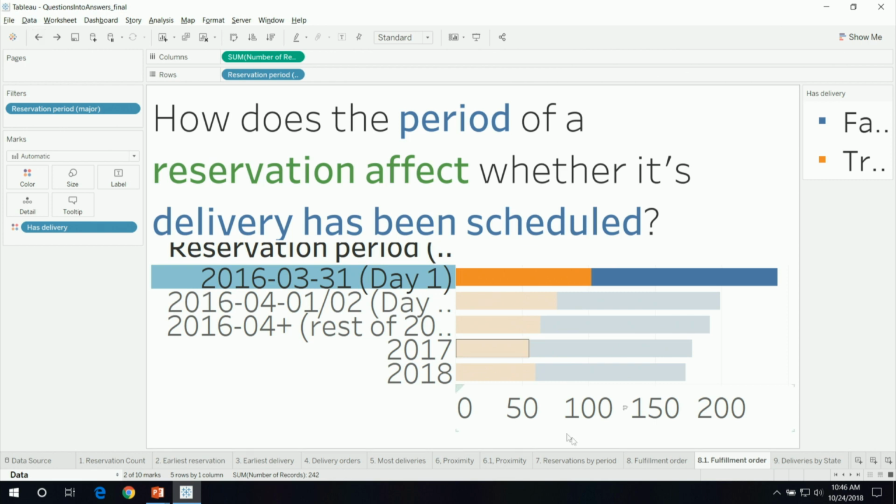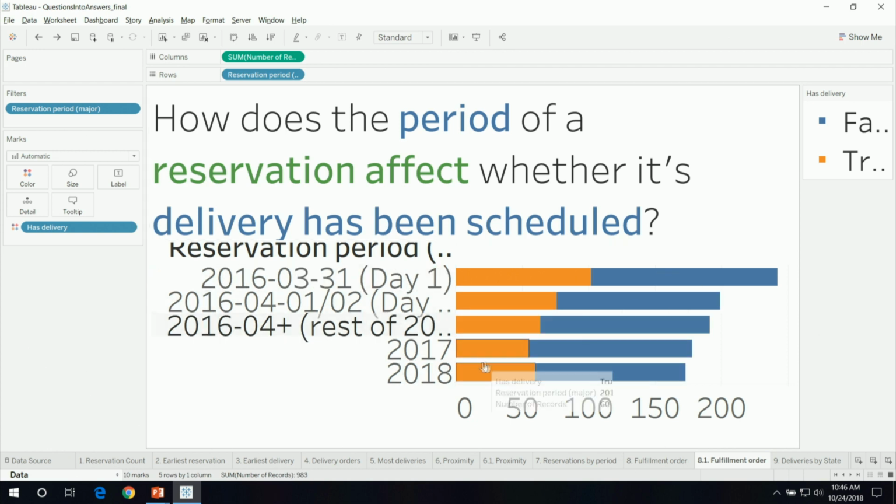I can compare it this way too, and I can still judge pretty well which bars are larger and smaller, and this way I can see it. So what's interesting here is that it seems like more of the first day reservations have happened, but there also were more of them, so it's not really clear that having reserved earlier really helps much.